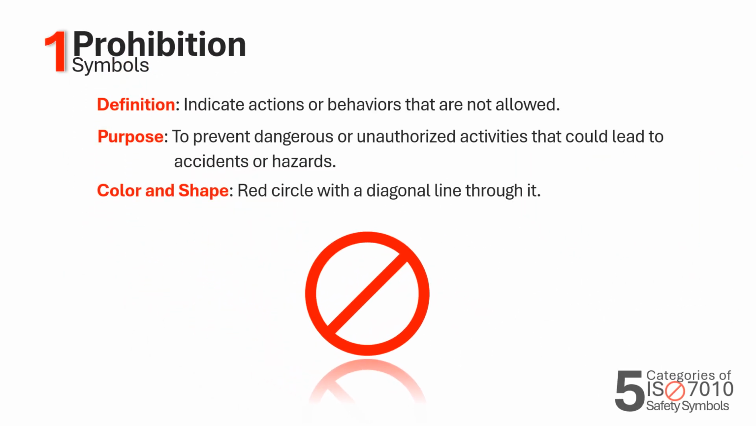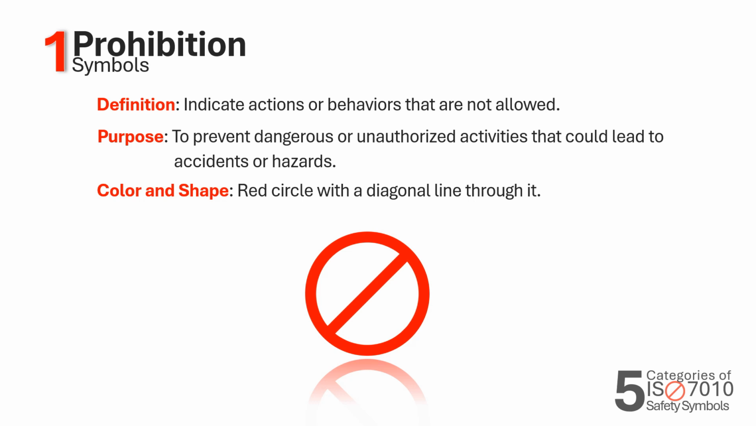Prohibition symbols indicate actions or behaviors that are not allowed. They're like rules in a visual form. The purpose is to prevent dangerous or unauthorized activities that could lead to accidents or hazards. By following these signs, we can prevent dangerous situations and accidents.